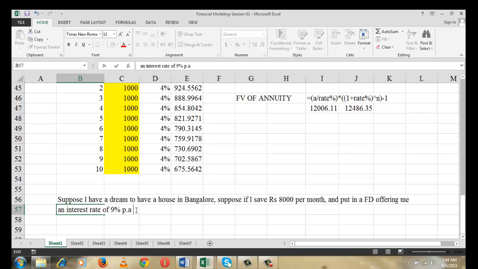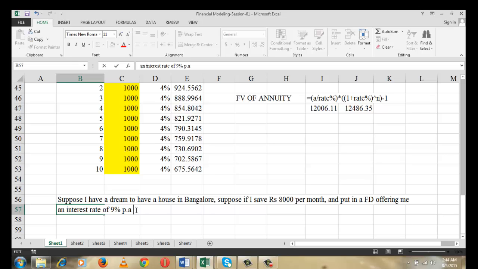If I save 1,000 rupees per month and put it in an FD which offers me 9% per annum, you need to find out how they calculate the FD. They calculate the interest either compounding semi-annually, half yearly, or quarterly. You have to find out. Although it won't impact much, it will impact in the long run. So suppose I put the money in FD which offers me 9% interest per annum.